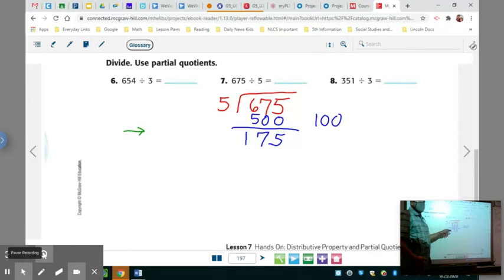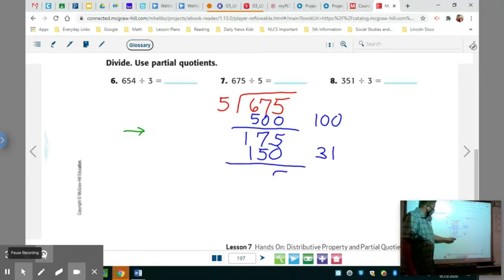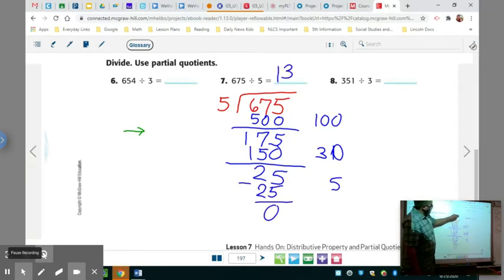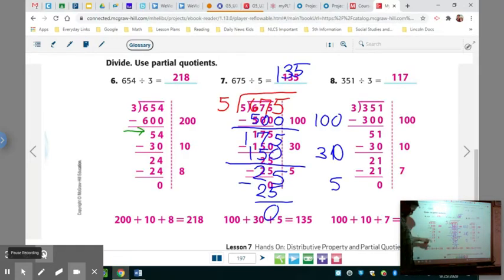So how many times will 5 go into 15? 5 goes into 15 3 times. How many zeros are there? 1. Subtract that. You get 25. And then how many times will 5 go into 25? 5. And this gives you 25. And you subtract that, you're going to get 0. So you add those together, you get 135. Let's see if I'm right on that one. All right, 135. There you go.